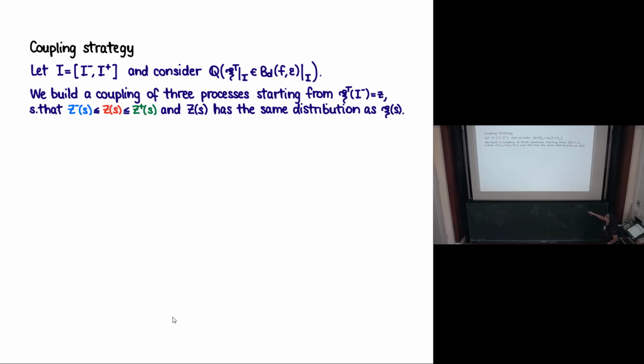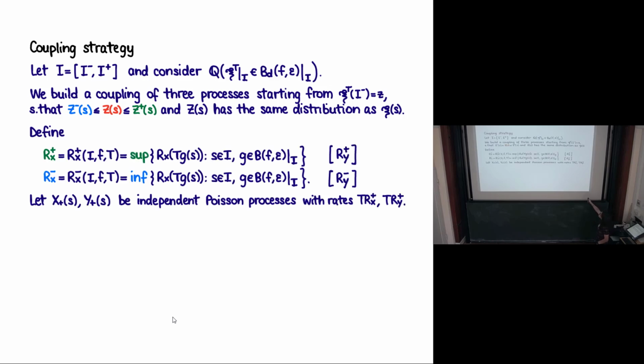So I'm just going to fix this small interval I, and we build a coupling between these three processes. So Z minus and Z plus are lower and upper bound, and Z of S will have the same distribution as the spine. So how are these three processes built? They all start from where the spines start. So they all start from the same position. And then the upper and lower bound have these rates, which are constant and are just the supremum over all the values that the rates can take in that interval and for all the functions in the ball.